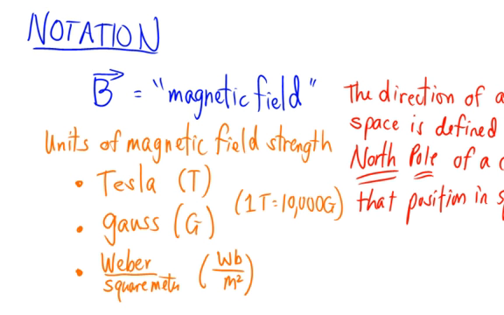That relationship then brings us to a connection between Teslas and Webers. For our purposes, a Tesla is equal to a Weber per square meter. As far as I know, there's not a common unit in English units for magnetic field strength, and so these metric units are the ones that you're always going to see.